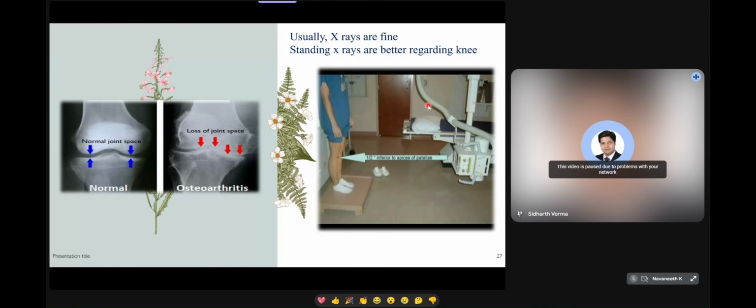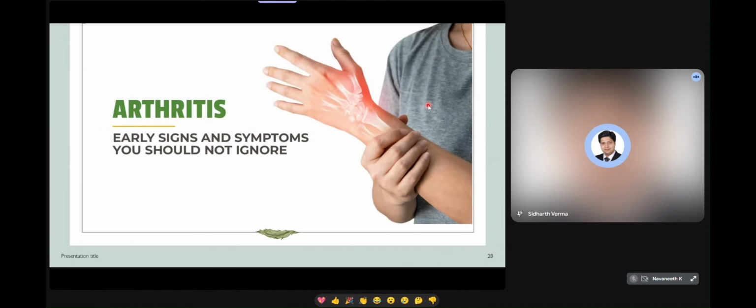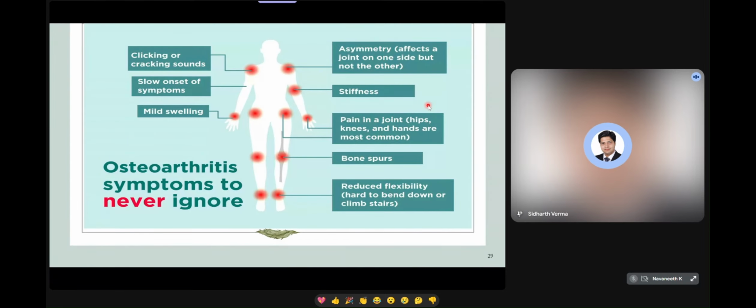So X-rays, the standing X-ray is the one which will give you a good amount of diagnostic accuracy, and otherwise, if you lie down, this may be missed. Okay, and these all are the early signs and symptoms which probably you should not ignore for arthritis, not only in the knee but all over the body.